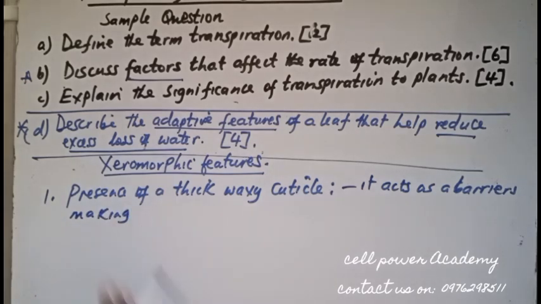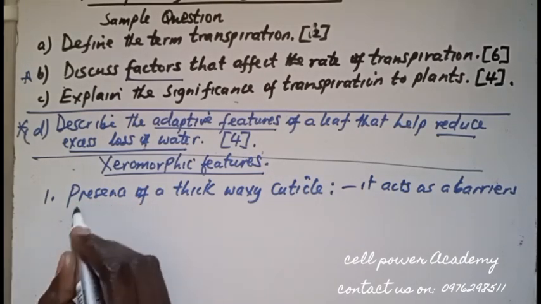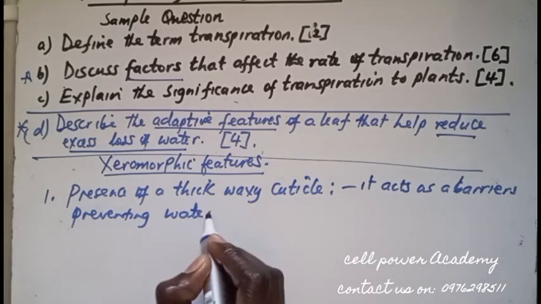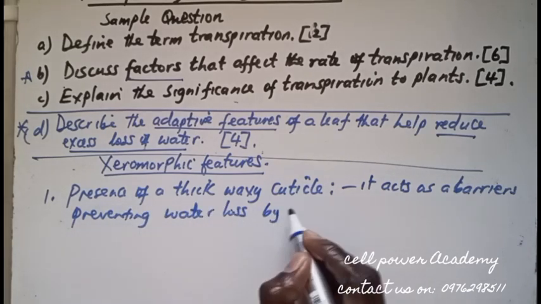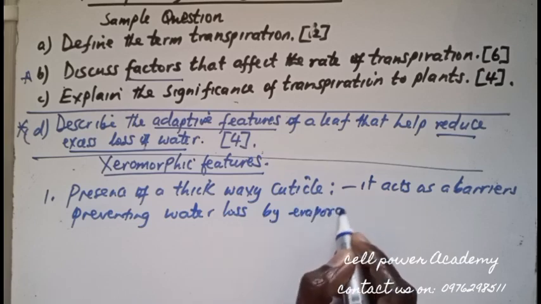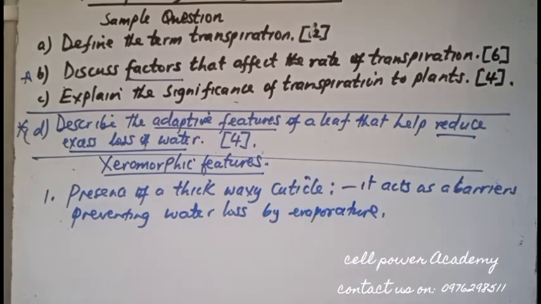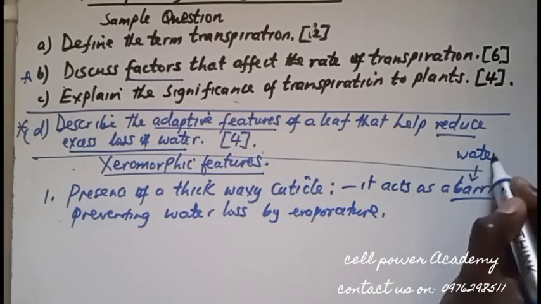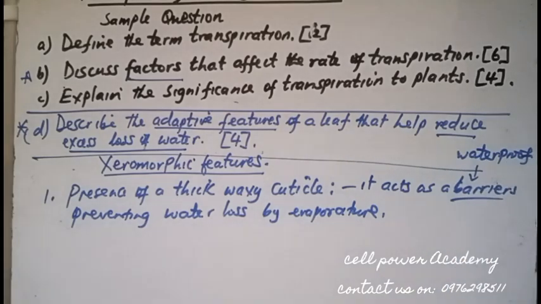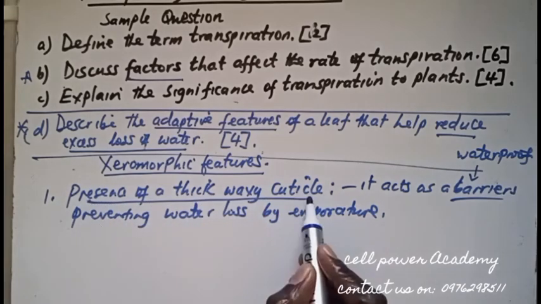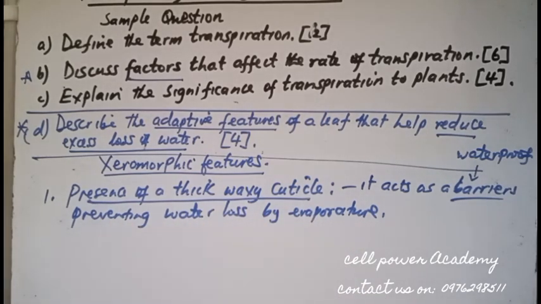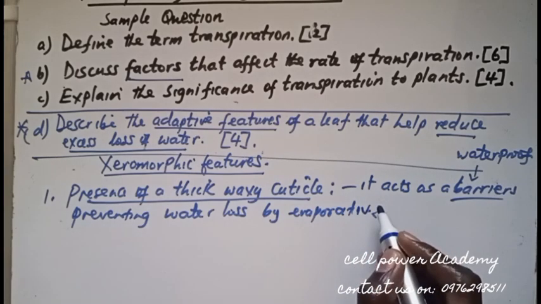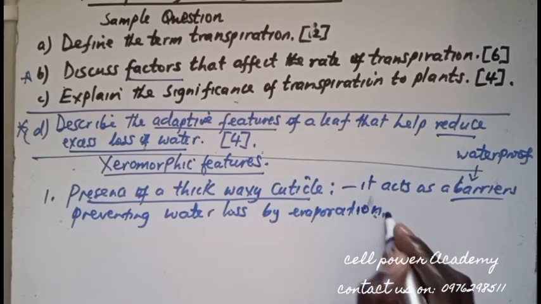Preventing water loss by evaporation. So one, it is going to be acting as a barrier in the sense that it actually acts as a waterproof material. So the presence of a thick wax cuticle helps to reduce loss of water by the process of evaporation. So it actually helps to prevent that.